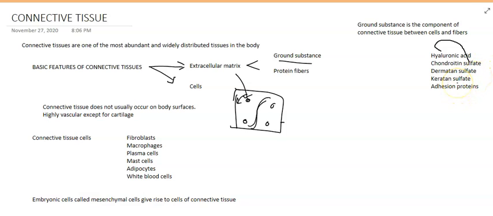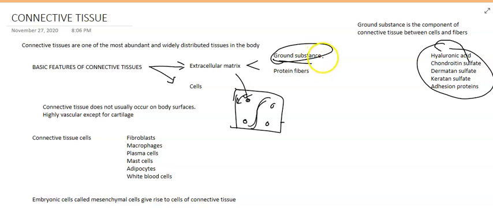Then bone, cartilage, and cornea of the eye also contain keratan sulfate. Also present in the ground substance are adhesion proteins, which are responsible for linking components of ground substances to one another and to the surface of cells. So these organic molecules are actually responsible for the features of ground substance, and the ground substance in turn determines the physical qualities of the tissues.